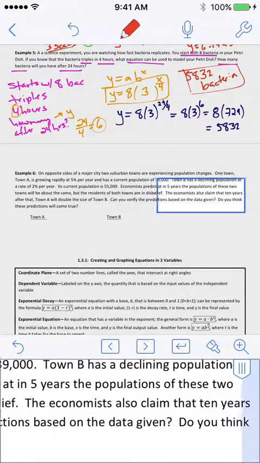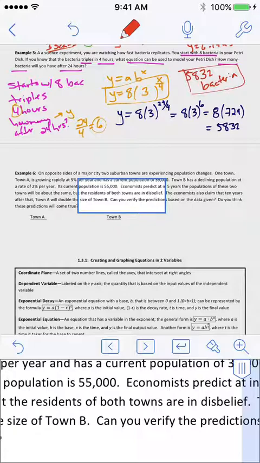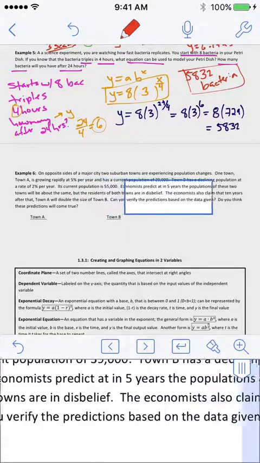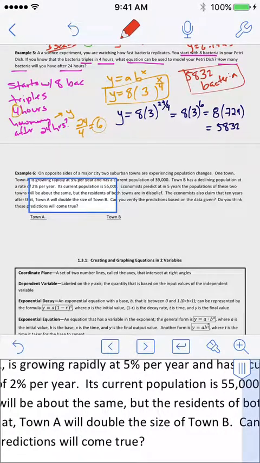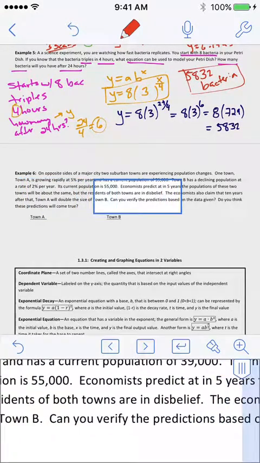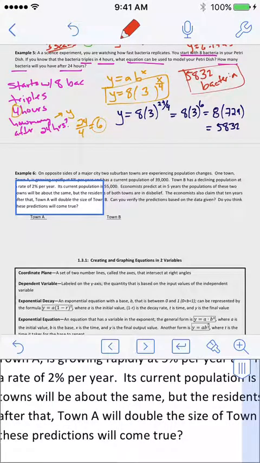Economists predict that in 5 years the population of the two towns will be about the same, but the residents in both towns are in disbelief. The economist also claims that in 10 years after that, Town A will be double the size of Town B. Can you verify these predictions based on the data given? Do you think these predictions will come true?